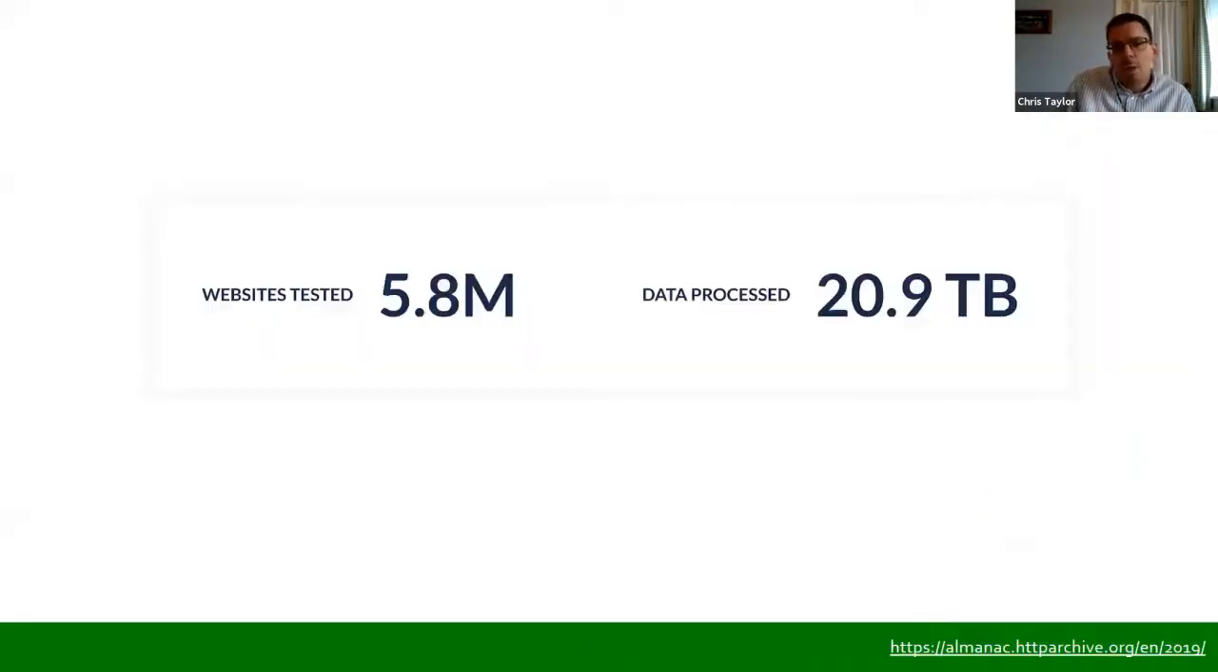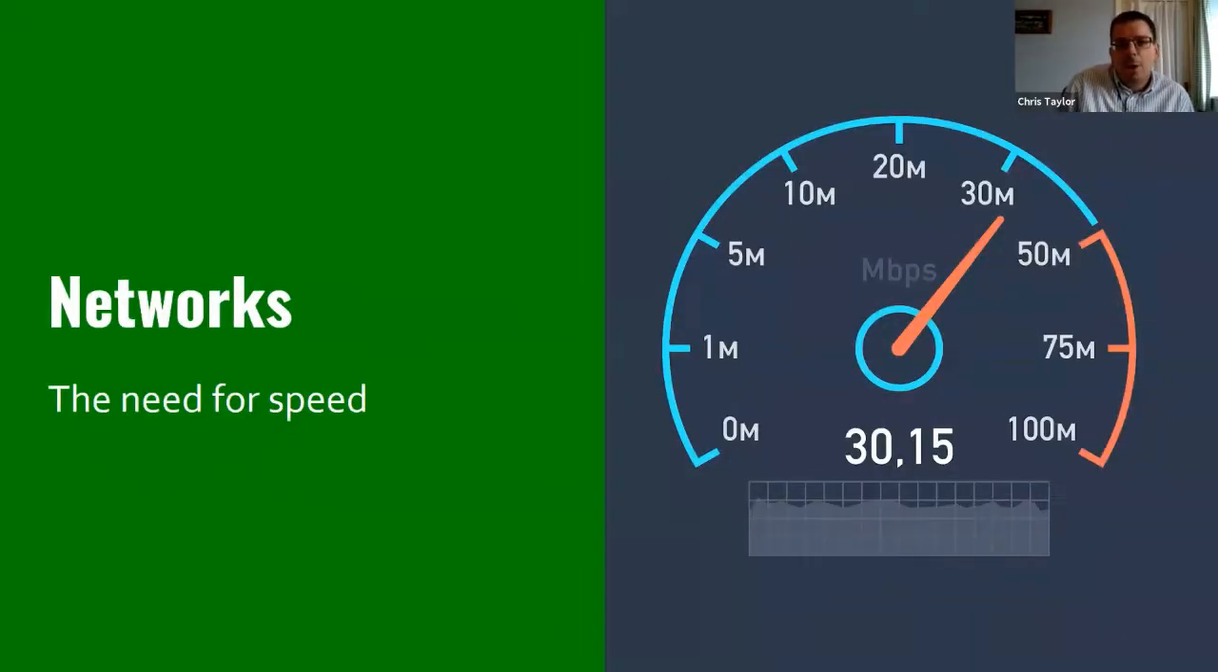Now we're going to be looking at some data from the HTTP Archive, which has been gathering this kind of info for well over a decade now. And their yearly Web Almanac offers some fascinating insights into a huge amount of data. The first aspect we're going to look at is networks, or as some people call them, notworks.